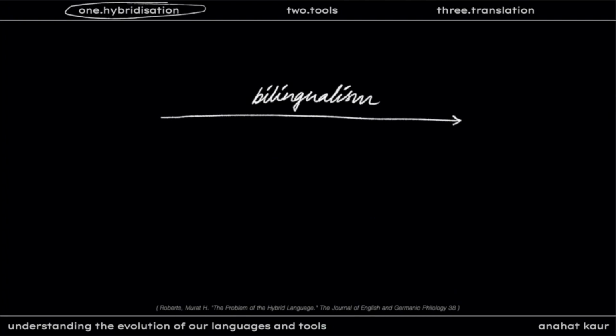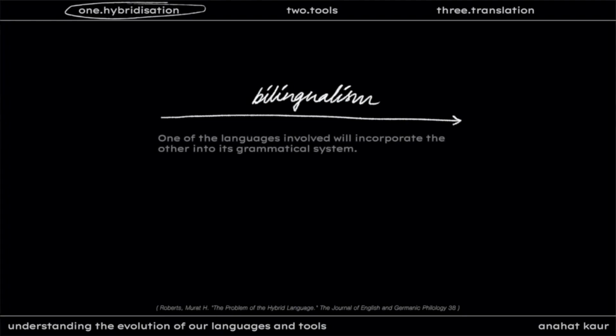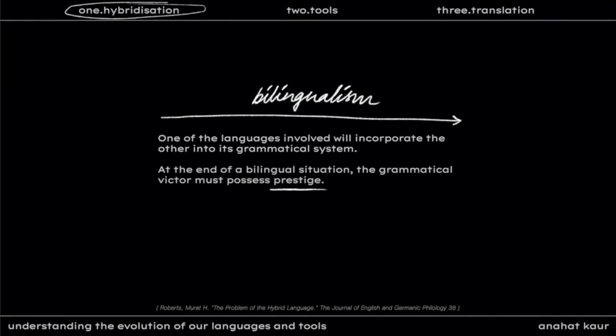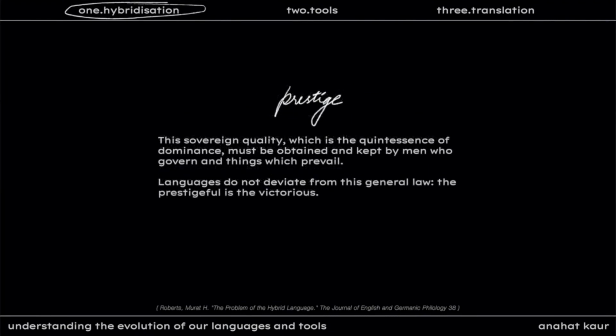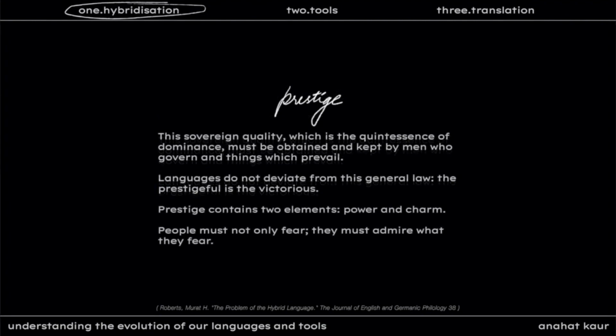To quote him, when bilingualism, which is normally a transient situation, comes to an end, one of the languages involved will incorporate the other into its grammatical system. At the end of a bilingual situation, the grammatical victor must possess prestige. This sovereign quality, which is the quintessence of dominance, must be obtained and kept by men who govern and things which prevail. Languages do not deviate from this general law. The prestigeful is the victorious. Prestige contains two elements, power and charm. People must not only fear, but they must admire what they fear.